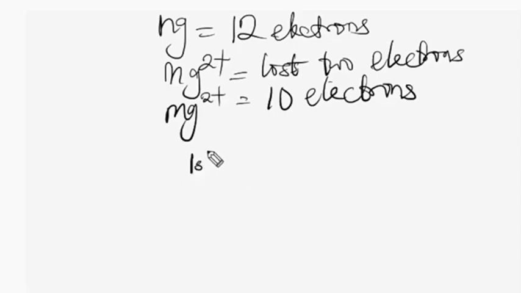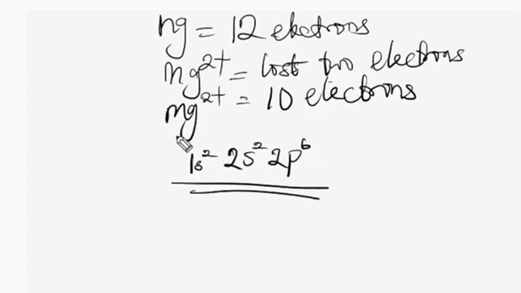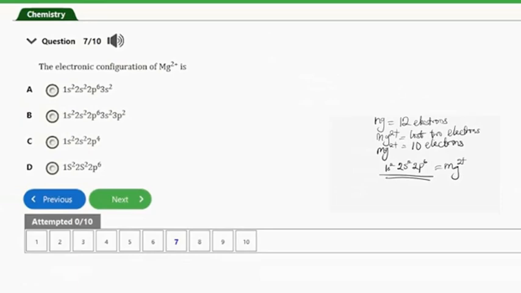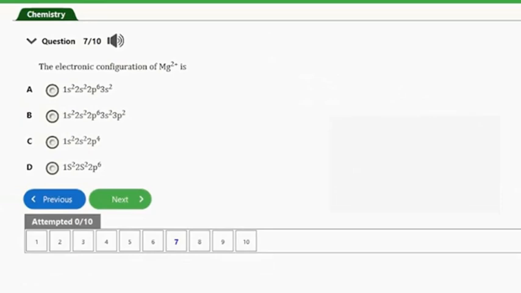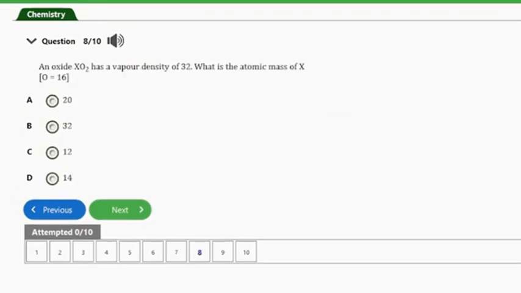We'll have 1s2, that's 2 electrons already. Then 2s2, making 4 electrons. And then 2p6, making 10 electrons. So guys, this is the configuration for this magnesium. So magnesium ion will have 1s2, 2s2, and 2p6. So guys, option D is the answer to this question. So that's 1s2, 2s2, and 2p6. So guys, let's quickly consider the next question here.